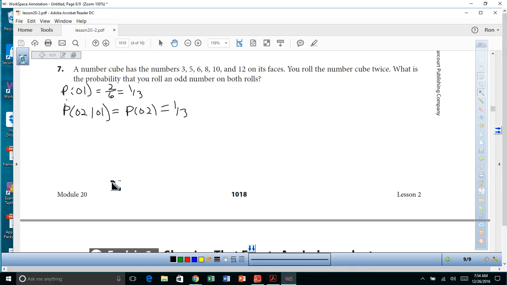Again, since the events are independent, the probability of odd on the first intersection odd on the second equals the probability of an odd on the first times the probability of an odd on the second, which is 1/3 times 1/3, which is 1/9. And that's about 11%. Okay, good.